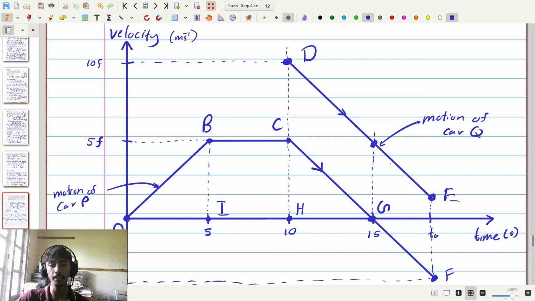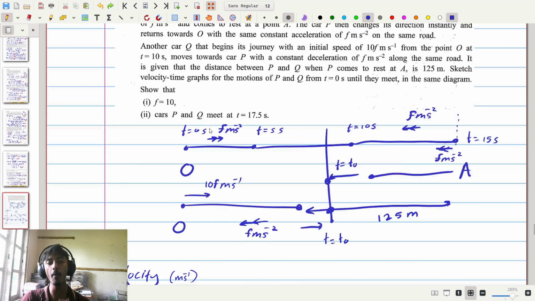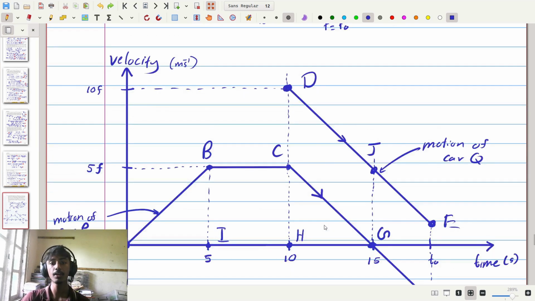I'm going to call that point, we've used I, so I might as well call it J. So this point is J. Now with that, the total distance traveled from the point O until the stopping point of car Q is equal to the area under the curve, which is the area of the trapezium D, J, G, H.